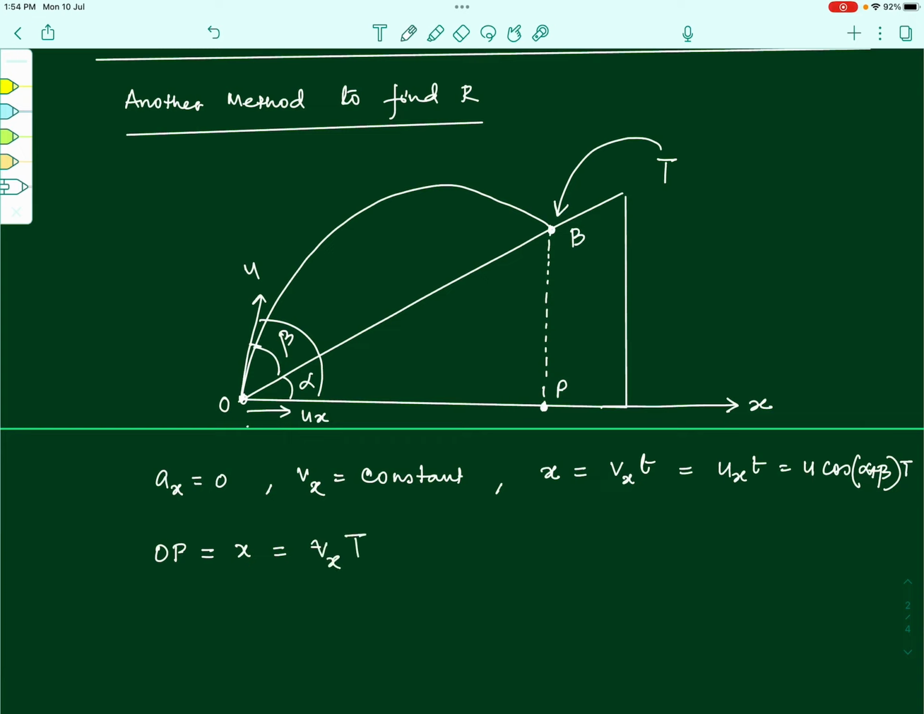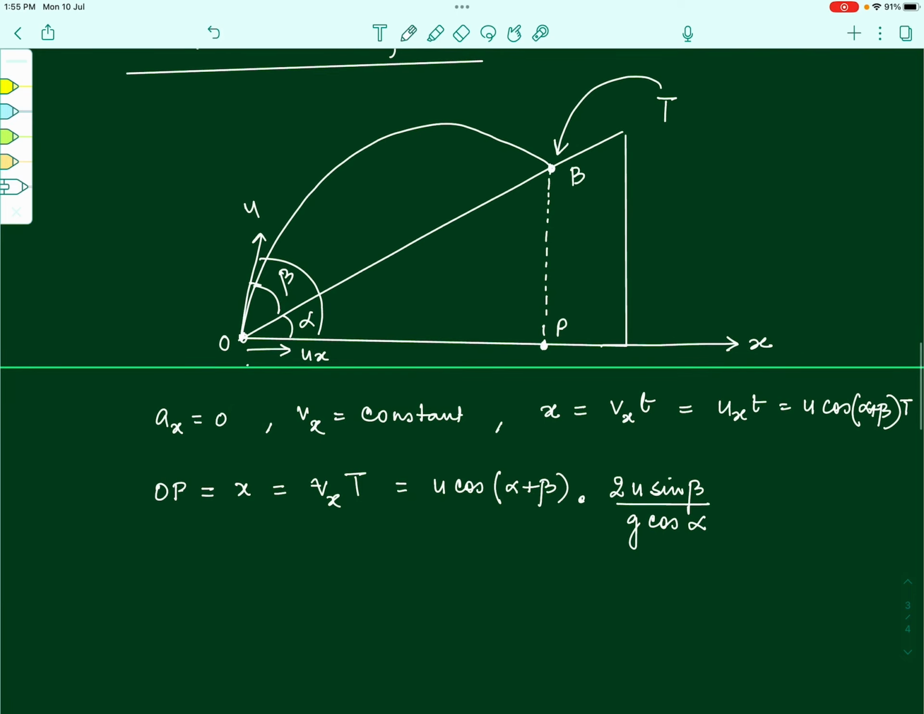What will that be? Can we say it will be u cos alpha plus beta, which is the velocity along the x-axis, times capital T we have already obtained. In the previous exercise, we saw that the time of flight of a projectile along an incline comes out to be 2u sin beta by g cos alpha, right? So, this expression we have got now as the horizontal displacement, this particular length OP of the projectile as it hits the incline.